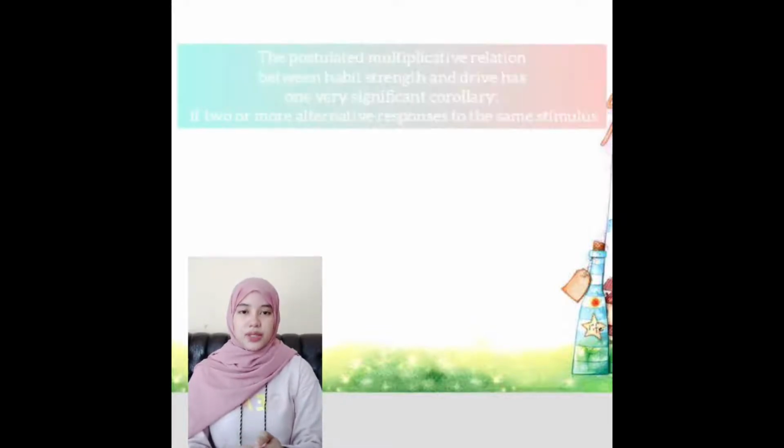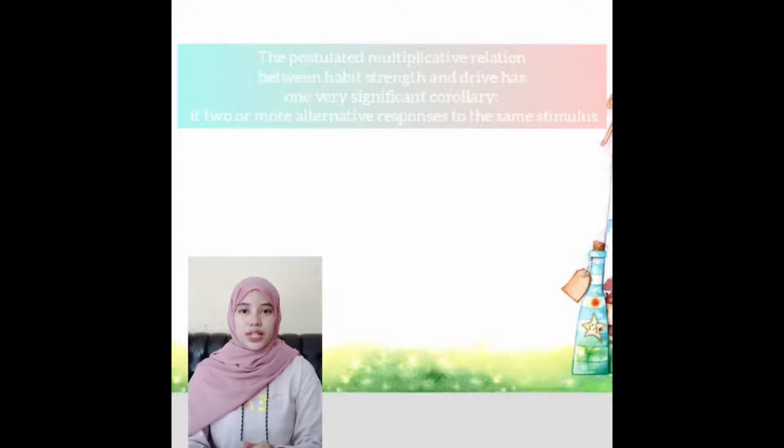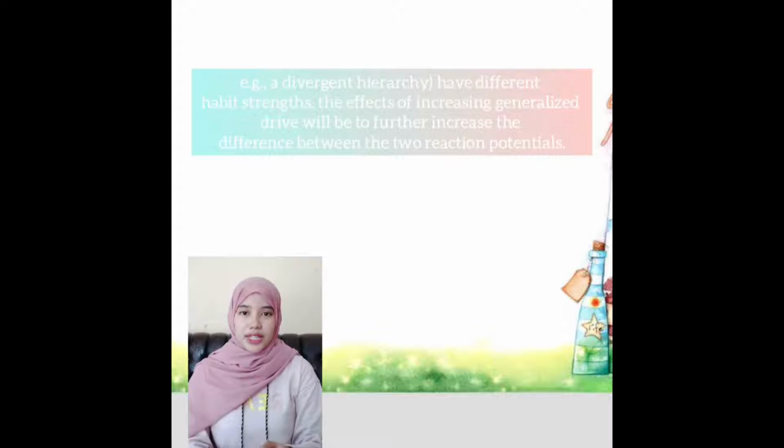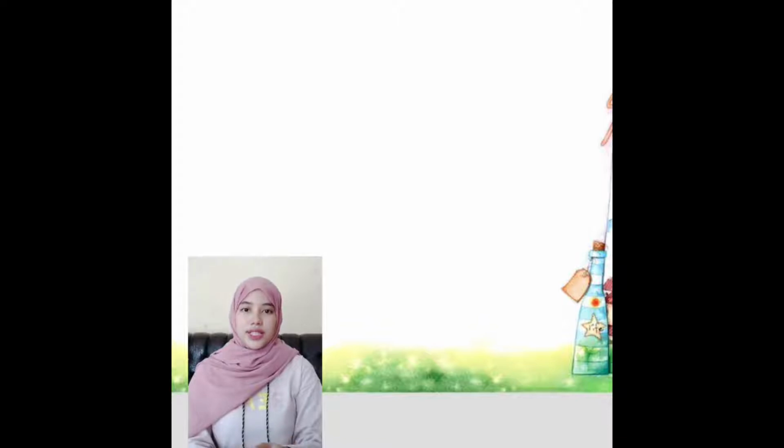The postulated multiplicative relation between habit strength and drive has one very significant corollary. If two or more alternatives respond to the same stimulus, for example in a divergent hierarchy with different habit strengths, the effect of increasing generalized drive will be to further increase the difference between the two reaction potentials. In other words, the effect of increased generalized drive upon a habit family hierarchy will be to further augment the probability of the dominant response and relatively dampen the probabilities of the weaker reaction tendencies. This has important implications for language behavior under stress conditions.